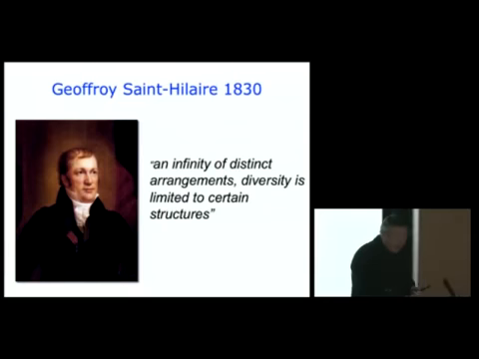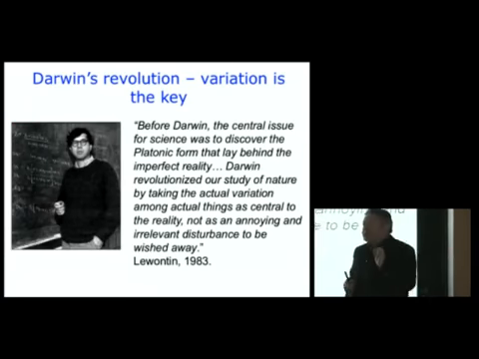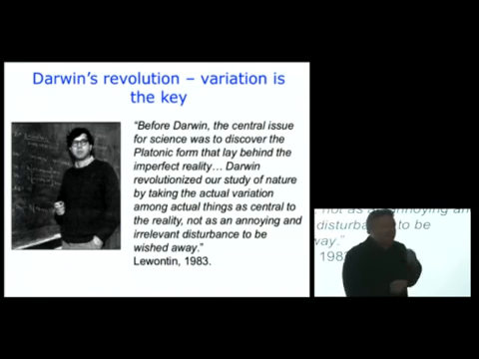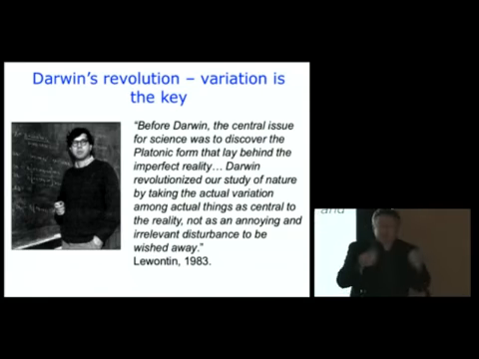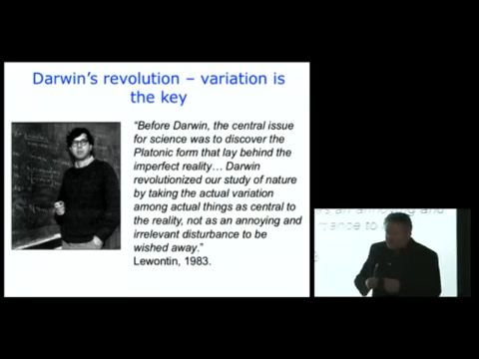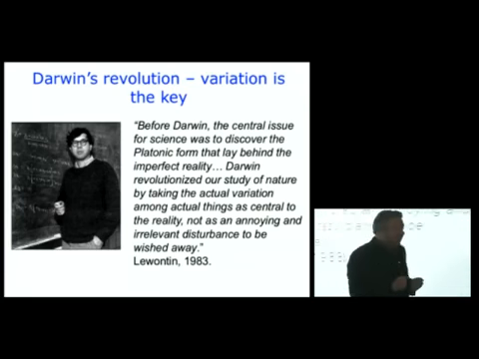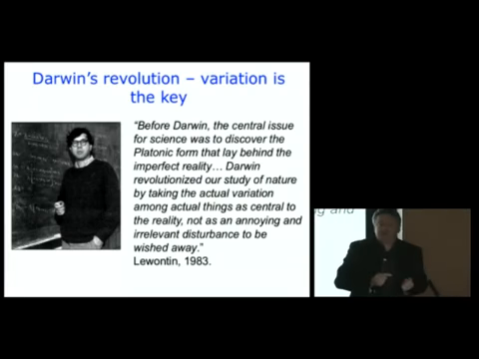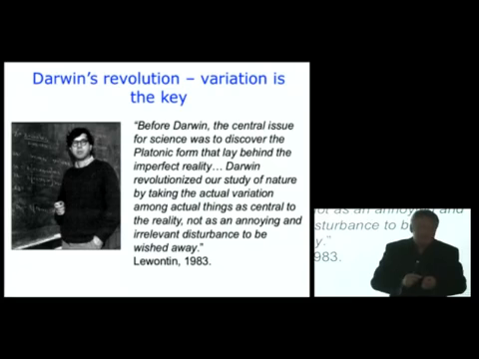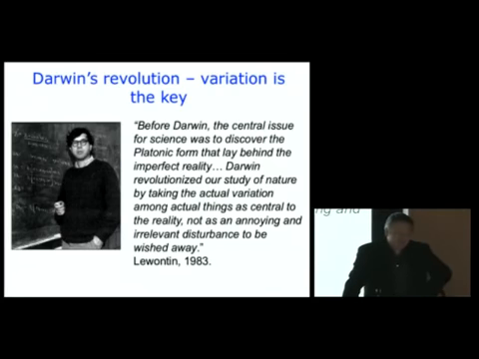you like. Now, the most fundamental epistemological break in the Darwinian revolution was to realise that this diversity was not some superficial similarity to be stripped away to get at the real underlying essence. This variation was the signal rather than the noise. As Dick Lewontin says here, before Darwin, the central issue for science was to discover the platonic form that lay beneath the imperfect reality. Darwin revolutionised our understanding of nature by taking the actual variation among actual things as central to reality, not as an annoying and irrelevant disturbance to be wished away.